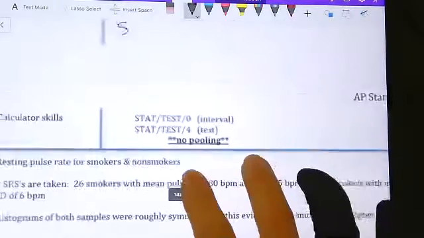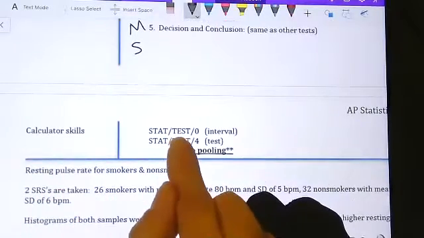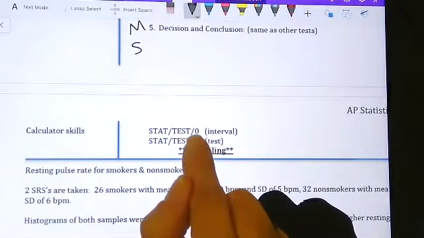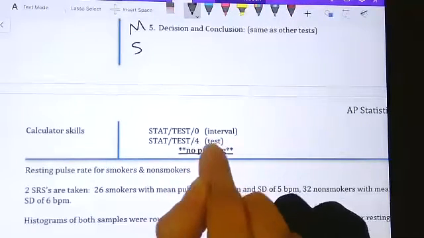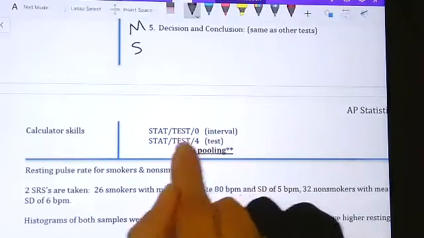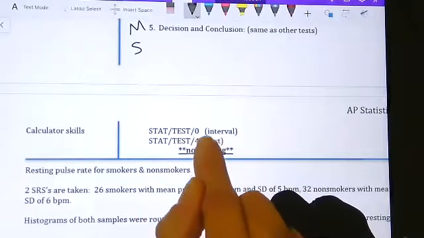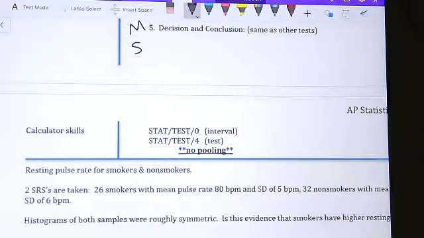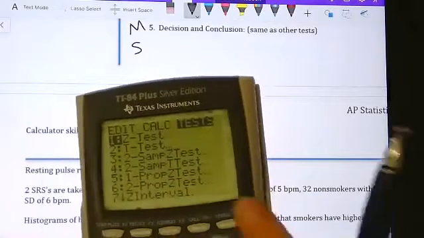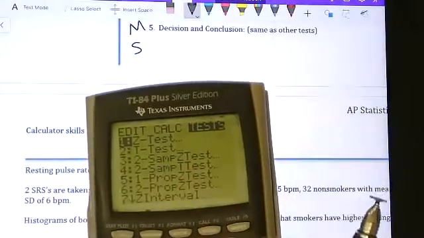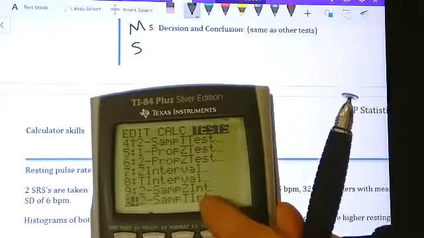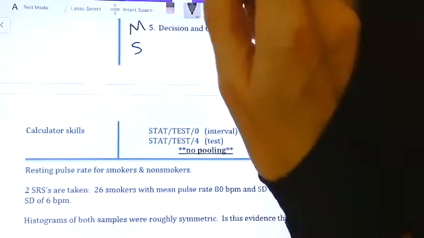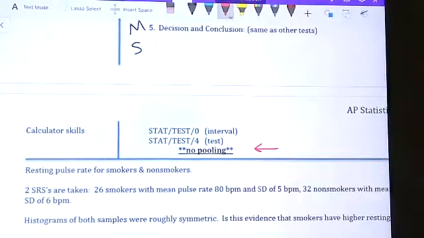So let's just do an example. Calculator skills, there is a test on the calculator. It's called two sample t-test. There is a two sample t interval and there is a two sample t-test. Choice 4 versus choice 0 on a calculator, assuming you have a TI-84 or similar. There's the two sample t-test, choice 4. Scrolling down, you will see the 2 sample t interval. And this is where I did intend to say we never pool on means. And I'll talk about what pooling means when we go through and do this as an example.